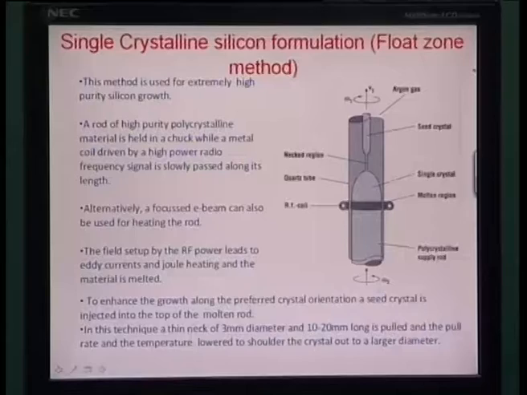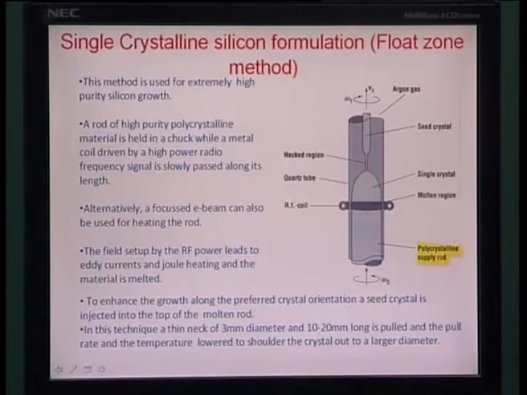Today we will be looking into another aspect of single crystalline silicon formulation, and that is also known as the float zone method. As you can see here in this particular illustration, the float zone method is really different than the Czochralski's growth method, and essentially this is used for making crystals which are lower in diameter or size than what Czochralski's can normally make.